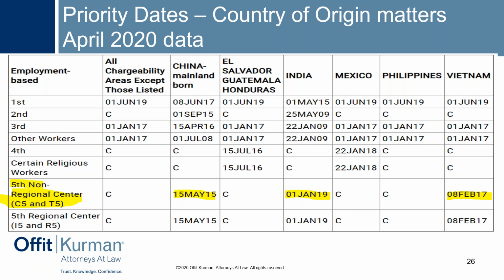And it's by different categories. So you have 1, 2, 3, 4, and then 5th is the non-regional center EB5, and then there's another one below that, which is the regional center EB5. The dates look like they're pretty much the same. But what that means is that for a Chinese national, right now they're processing applications from May of 2015. So a Chinese investor has to wait about 5 years before they can apply for a green card.